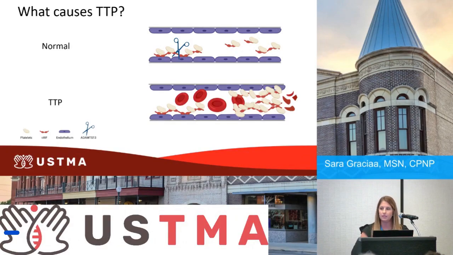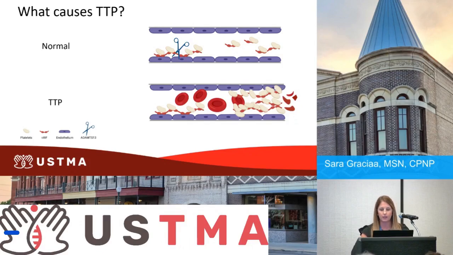So TTP occurs when you don't have the right amount of ADAMTS13. When we have deficient levels, this leads to the accumulation of the ultra-large or long von Willebrand protein, which then binds platelets spontaneously and forms clots. And this clotting uses up your available platelets. So small clots form all over the body.